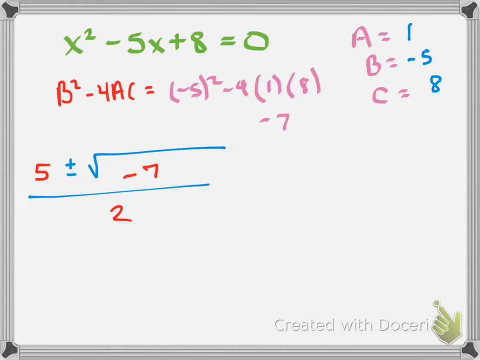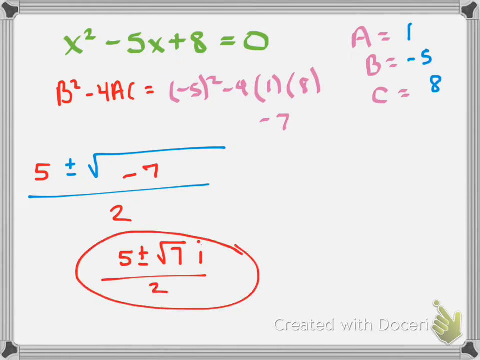So instead of square root of negative 7, we're going to write this as 5 plus or minus the square root of 7, but we're going to just understand that this is imaginary. So you literally put an i there. Okay, and this is still over 2. So these are our two answers. One is a plus, one is a minus.